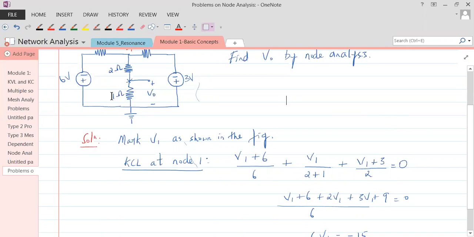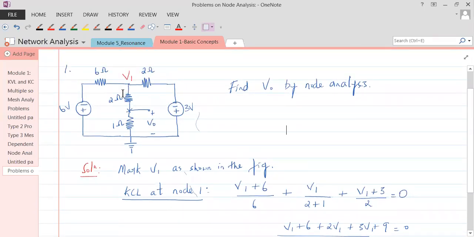Anybody, can you unmute and tell me which is the current flowing through 1 ohm in this particular branch? We have written that in this KCL. Which is the current that is flowing through 2 ohms and 1 ohm? V1 divided by 2 plus 1. That is the current that is flowing through 1 ohm, also 2 ohm. So the current flowing through 2 ohms will also flow through this 1 ohm. It would be V1 divided by 2 plus 1, and that current into the resistance.